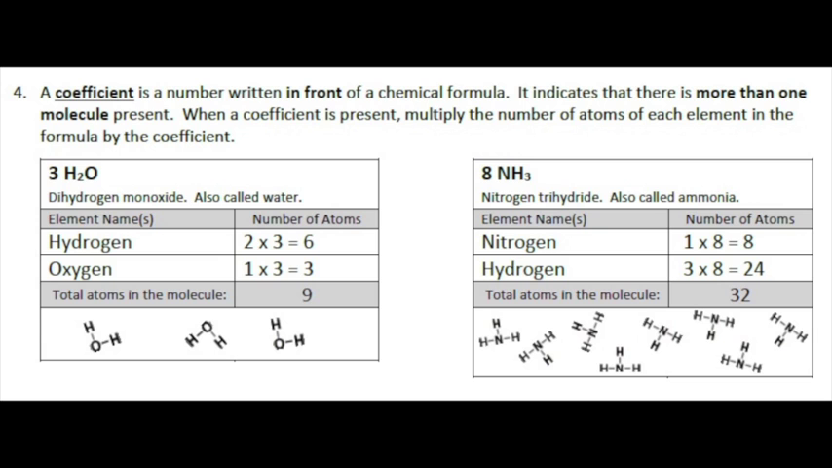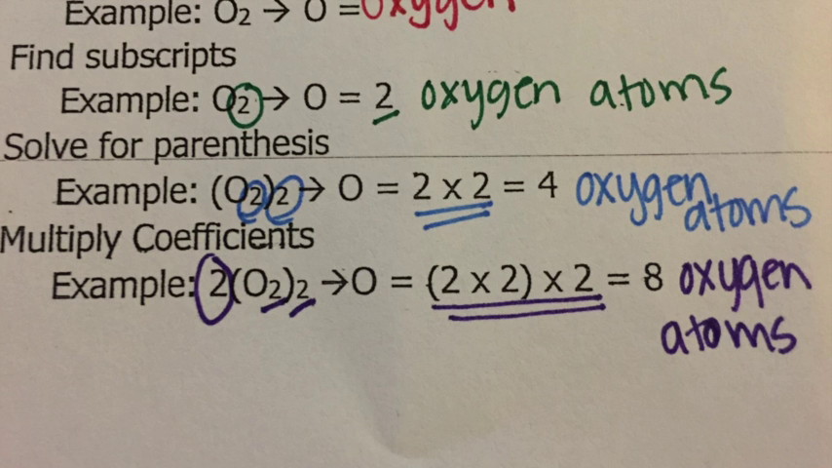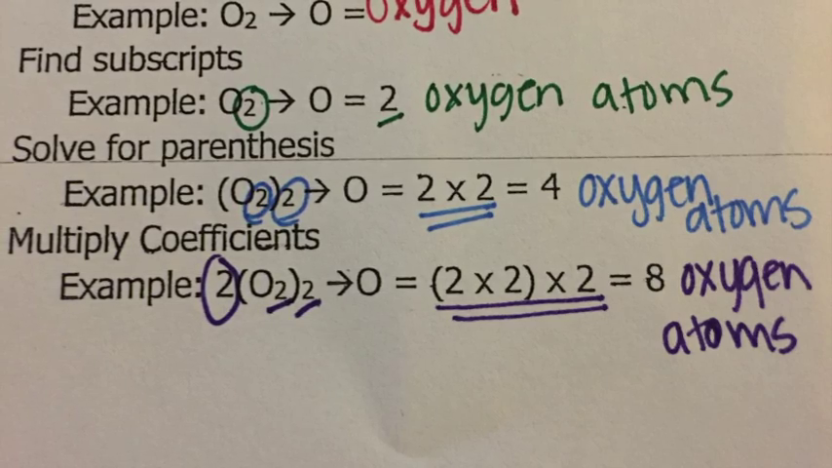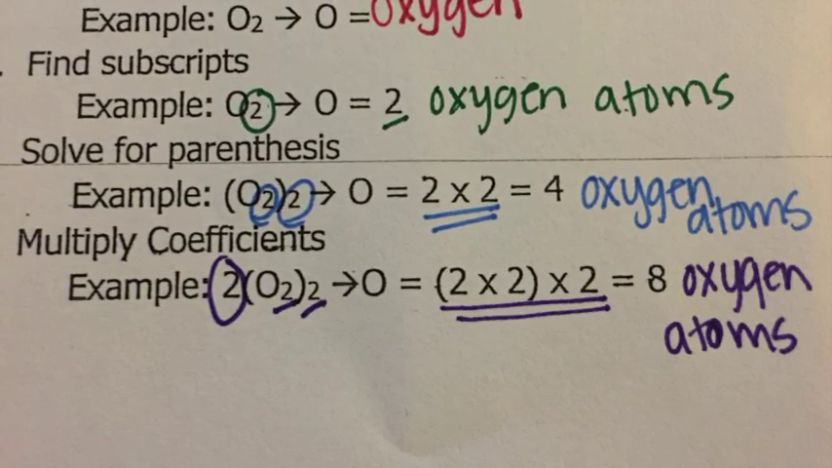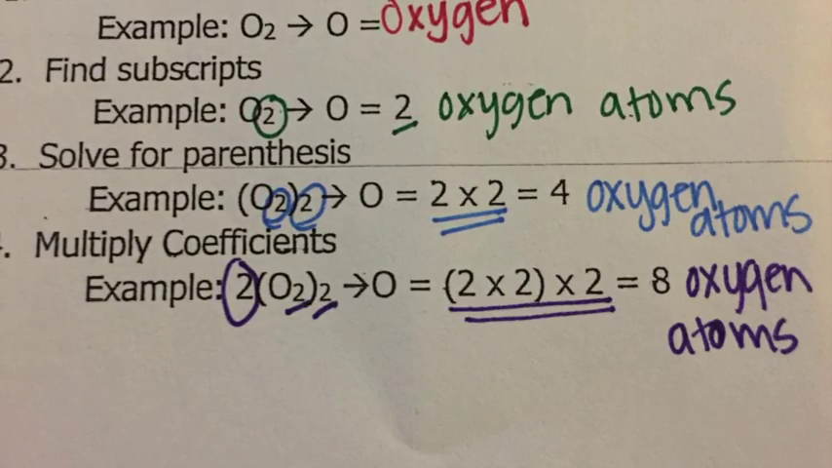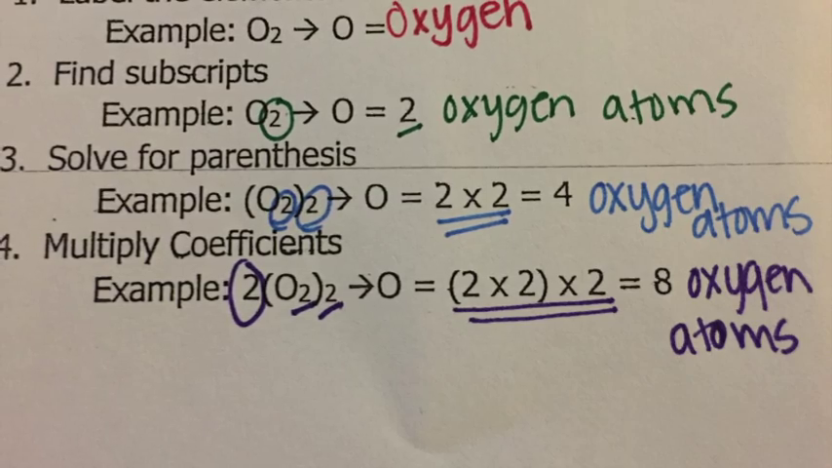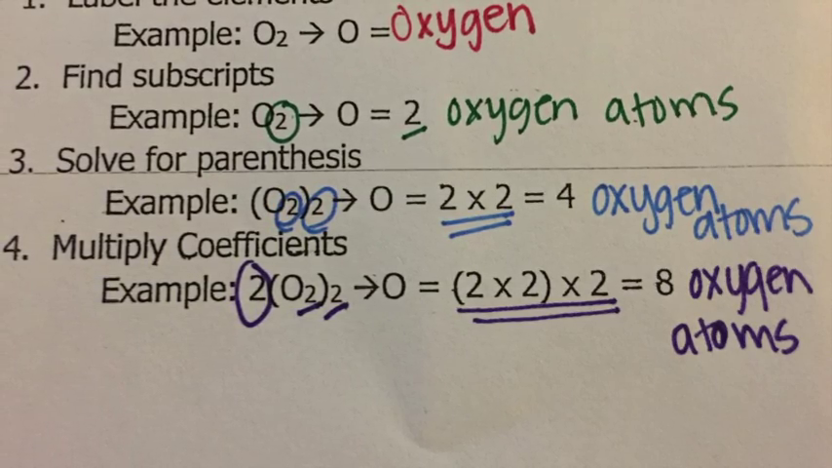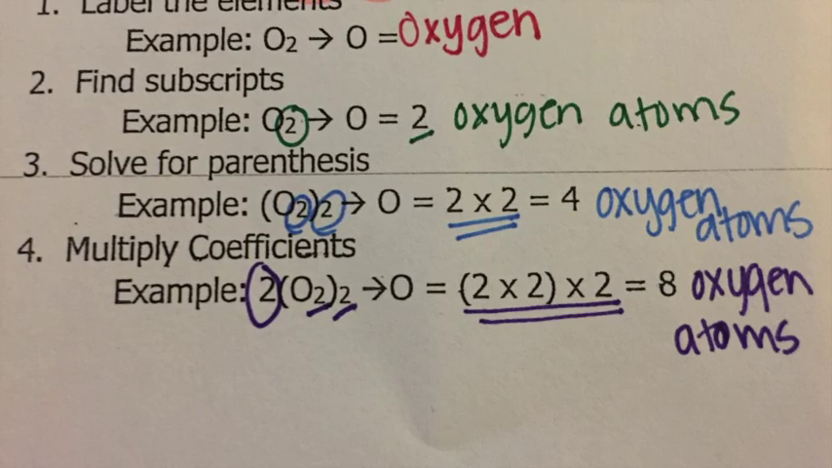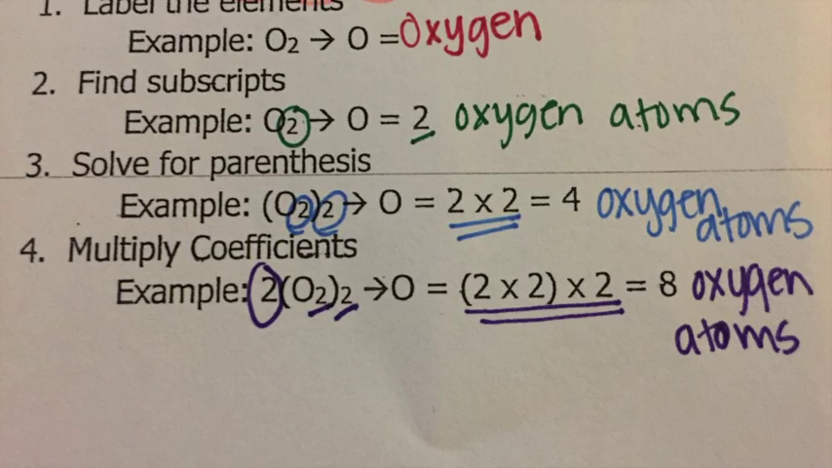Every atom that is in the molecule will be multiplied by that coefficient. So for our last one on the right side of our paper, we now have 2 O2 with a 2 outside of the parentheses. So we would take our subscript 2, multiply it by our 2 outside of the parentheses, and then multiply that by the 2 coefficient. 2 times 2 times 2 is going to give us 8 atoms of oxygen.